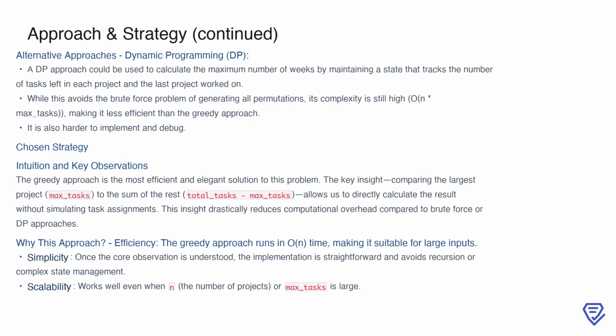Ultimately, the greedy approach stands out as the chosen strategy because it is far more efficient and elegant. By leveraging the critical insight of comparing max_tasks to total_tasks minus max_tasks, we can directly calculate the result without simulating or tracking task assignments. This drastically reduces computational overhead compared to both brute force and DP methods. The greedy approach runs in O(n) time, is easy to implement once understood, and scales well for large inputs, making it the clear choice for this problem.